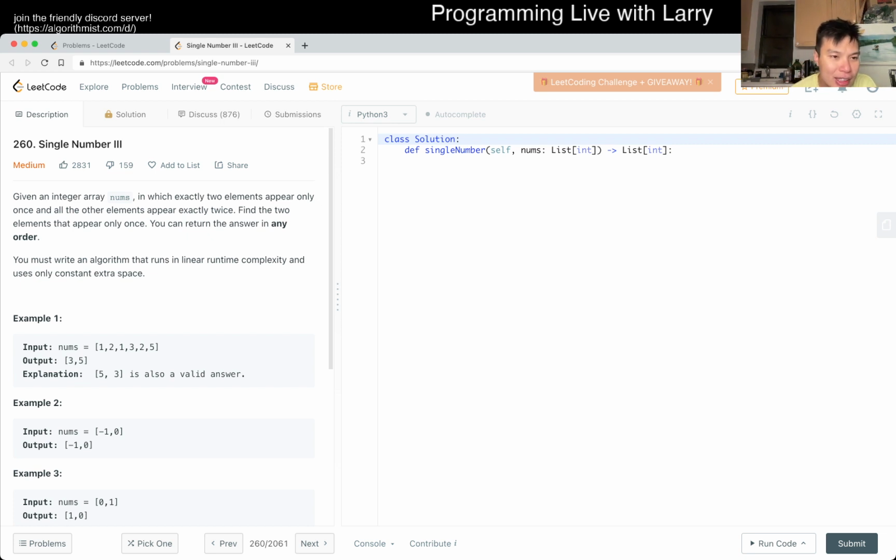Okay, so let's see. Given an integer array nums in which two elements appear only once and all the other elements appear twice, find the two elements that appear only once. Okay. So actually I know this one, to be honest.